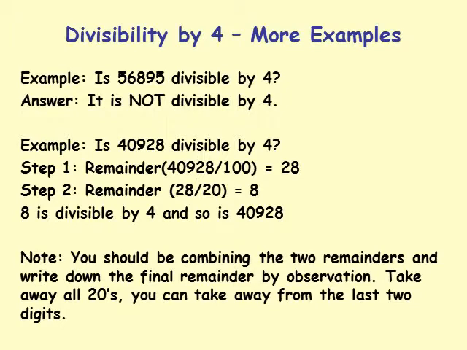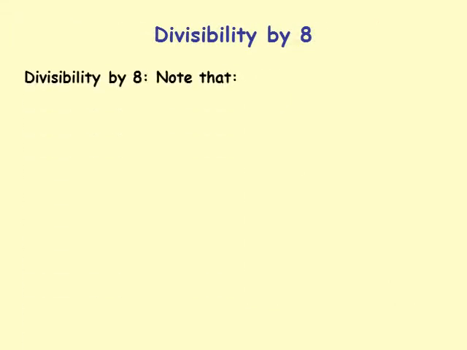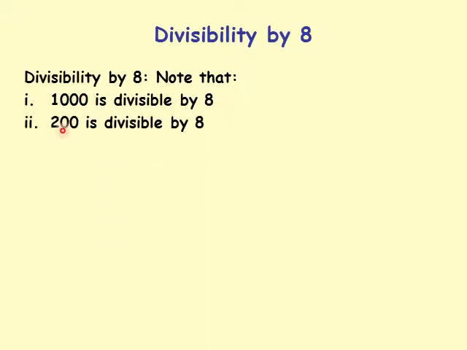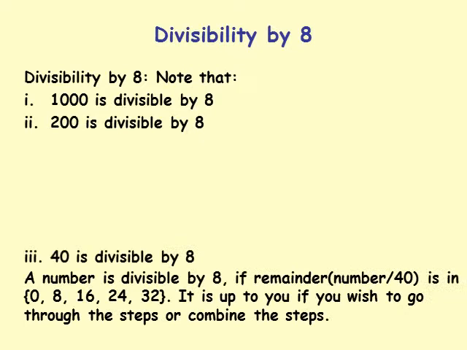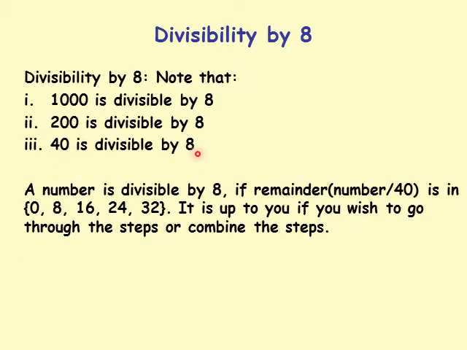You will be able to tell divisibility by 8. Okay, note that. Let's see what you're going to do. 1000 is divisible by 8. Let's see what happens. 200 is divisible by 8. Okay, 40 is divisible by 8. So we're going to use this information, that 1000 is divisible by 8, 200 is divisible by 8, 40 is divisible by 8, and then let's see what happens.